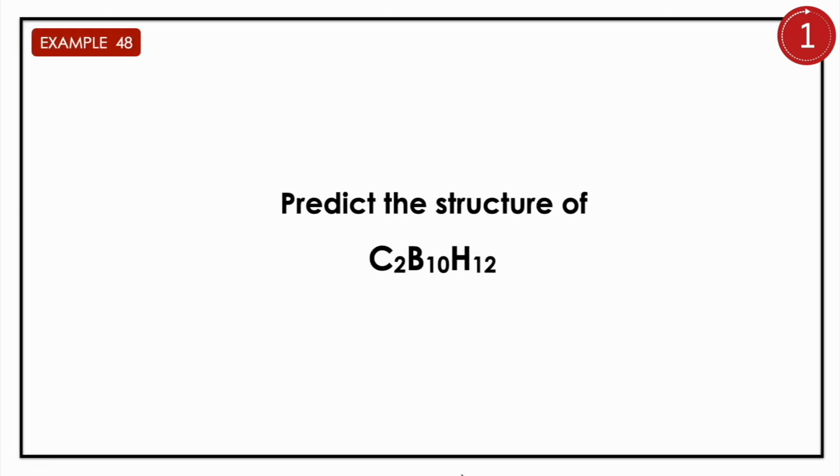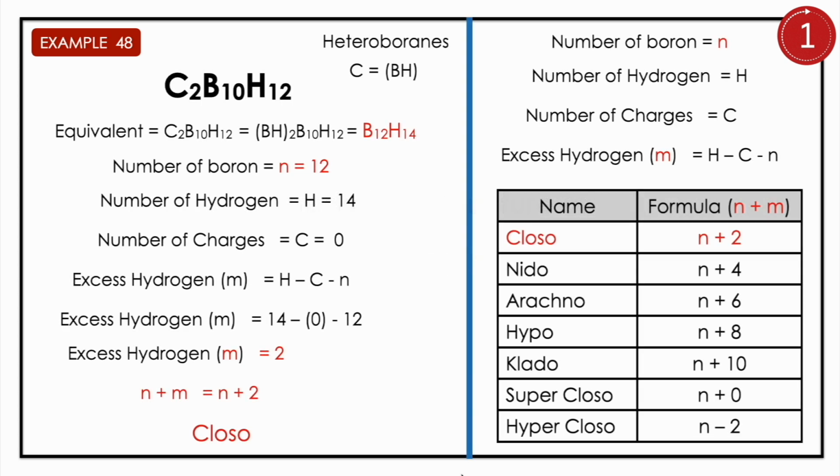Then the next example, here you have C2B10H12. You should find the structure of the molecule using Wade's rule. Here the given compound is a heteroborane, borane with carbon. We should write the boron equivalent. Carbon is a 3 plus 1 system, so the equivalent of boron will be BH. If you substitute the BH for carbon, you have BH twice B10H12. If you rewrite it, you have B12H14. The compound becomes simple borane, so you can apply the Wade's rule.